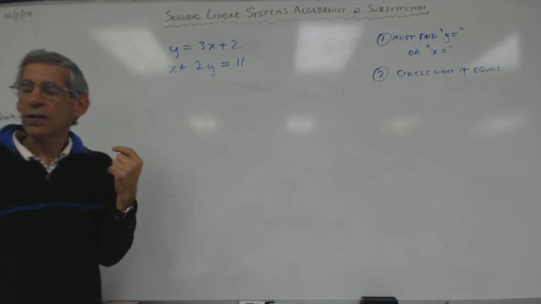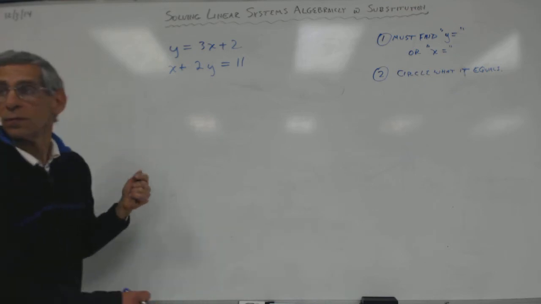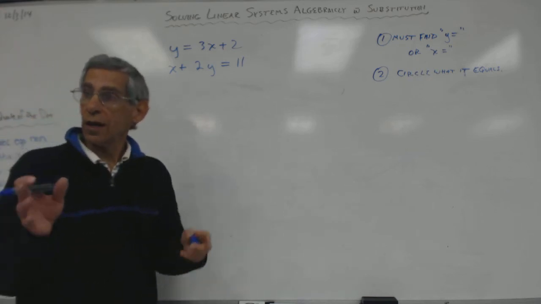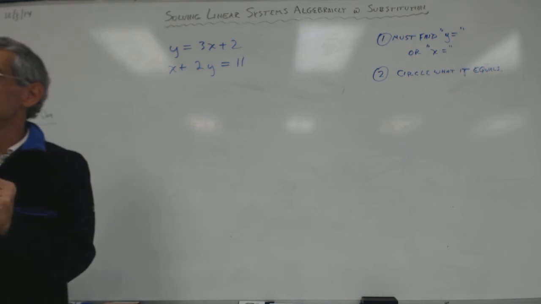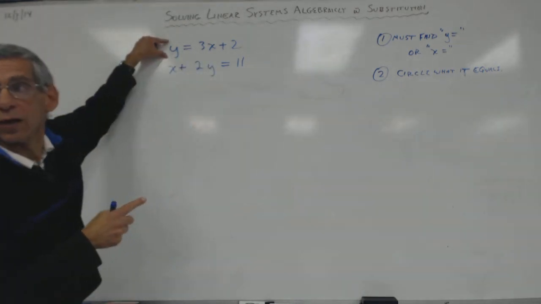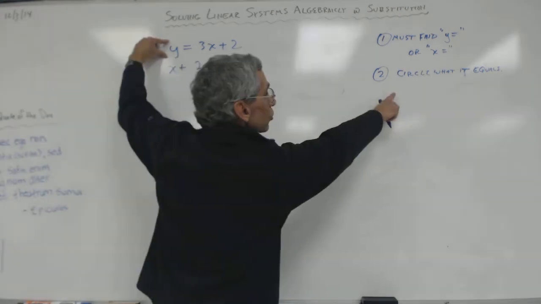Can you just do slope-intercept form instead of the substitution? Oh, no, because right now we're doing substitution. That's what I'm teaching you, this method. So we found it. This one says y equals, right? And then I have to circle what it equals.